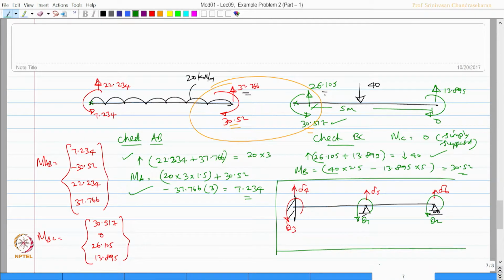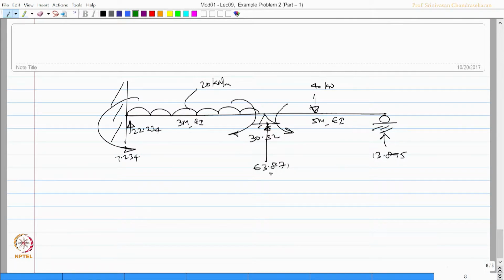We have the results here. AB is this value and BC is this value. From the free body diagram we checked and showed that the values we have for AB and BC are matching. There is another way of checking this, which we will now discuss. So, this was the solution we had. Now, we want to check this once again.